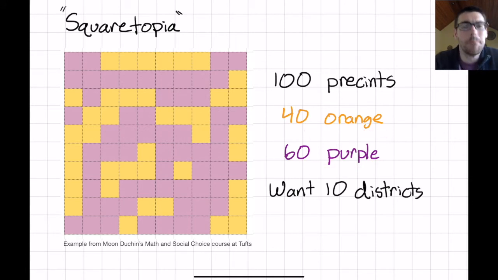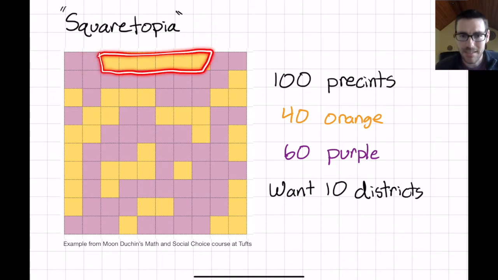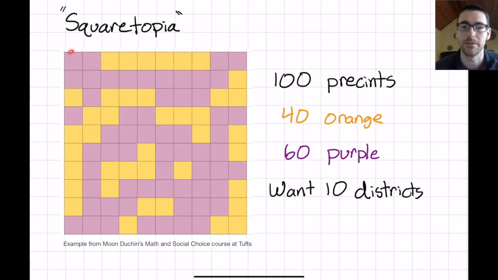Much of your ability to do so has to do with the fact that the citizens of Squaretopia are very segregated. In the yellow precincts, they vote entirely for yellow. In the purple precincts, they vote entirely for purple. And even after that, the yellow precincts tend to cluster together and the purple precincts tend to cluster together.